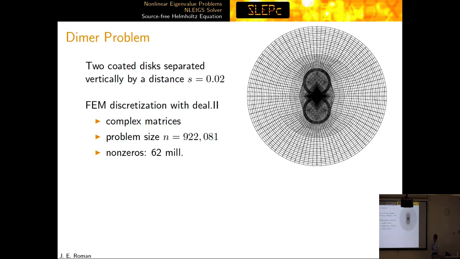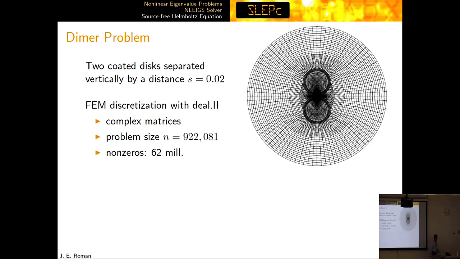So in this case, instead of 1 disk, we have 2 disks separated by a very small distance, and in the point between the 2 disks is where the surface plasmons are produced, which is, for certain frequencies, a peak of energy that can grow exponentially. So for this reason we need a mesh that must be very fine here. So even if the problem is 2-dimensional, the discretization leads to a problem size which is quite large, more or less 1 million.